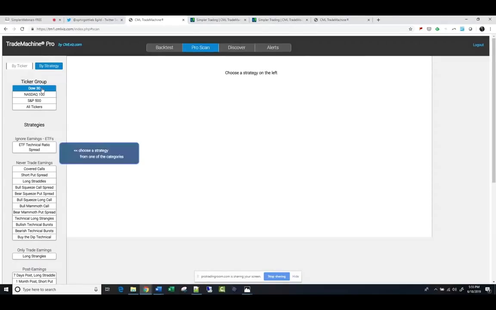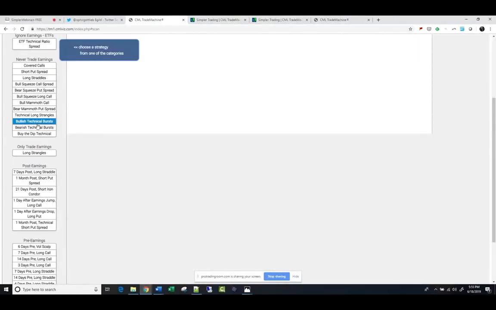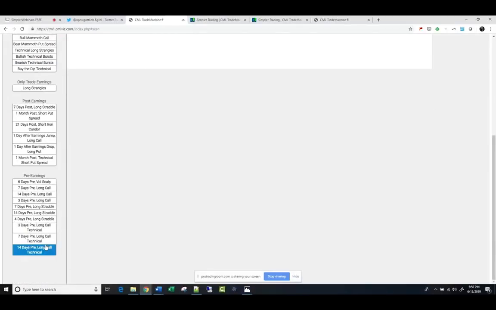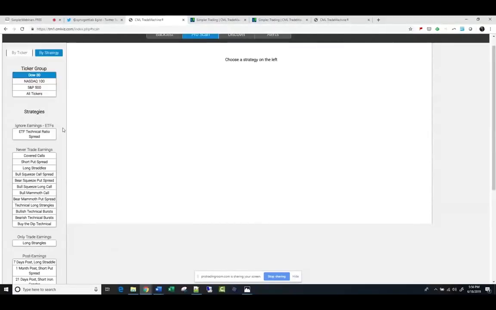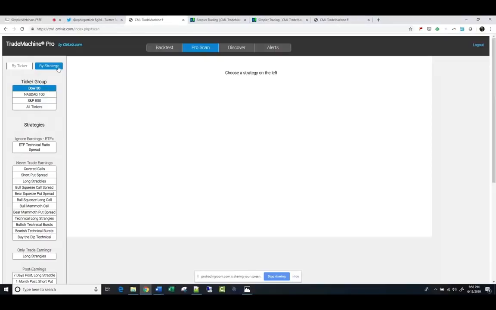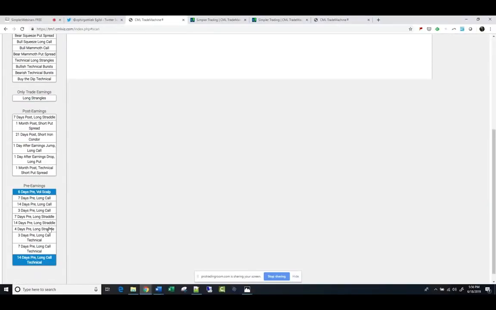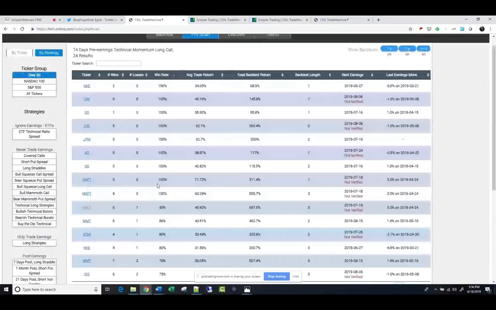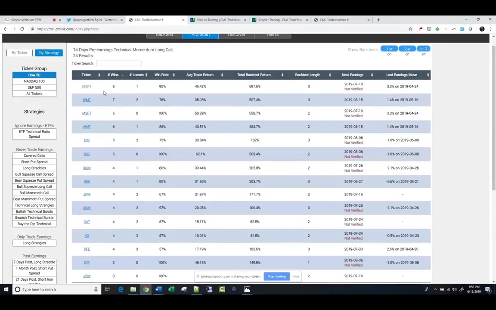Okay, and there's a lot of choices. I'm going to start with the furthest out, 14 days before earnings with a technical requirement. Just start there. Okay. Oh, I have to choose a strategy. Yes, I did. Okay, there we go. Let's sort by the number of wins as always. Okay, Microsoft, Walmart, Disney. Okay, good enough for now. So I'm just going to click on Microsoft.